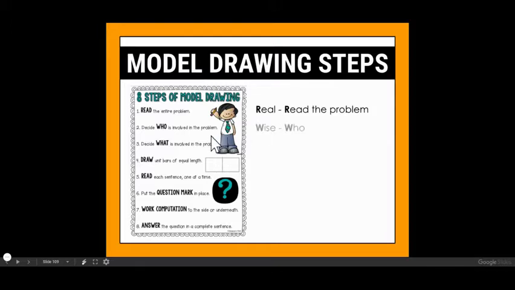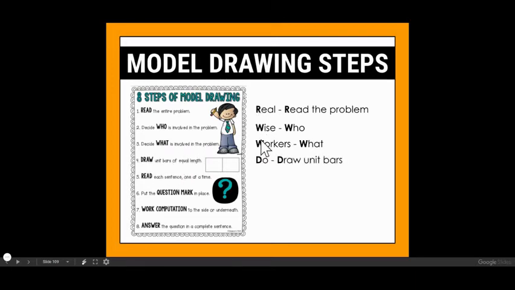The next step is to decide who is involved in the problem. In my saying, Real Wise, the W in Wise stands for who. Next comes the what: decide what is involved in the problem. In Real Wise Workers, the W in Workers stands for what. The next step is to draw our unit bar.